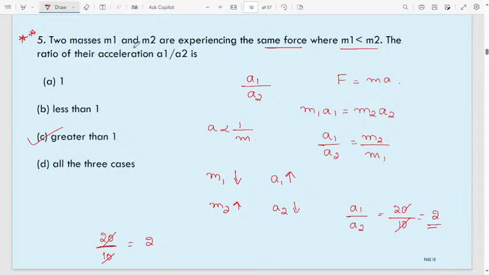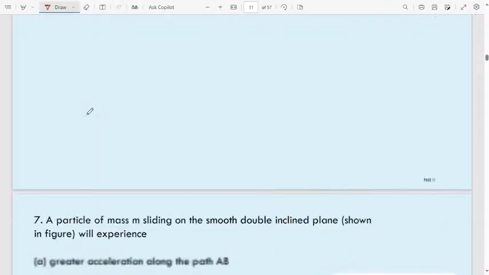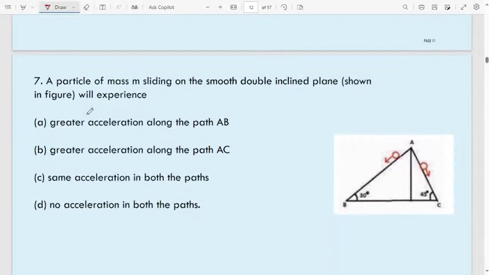Therefore, two masses m1 and m2 are experiencing the same force. Where m1 is less than m2, the ratio of a1 by a2 will always be greater than 1. Why? Because acceleration and mass are inversely proportional to each other. That is a very important question. Let us move to the next question.